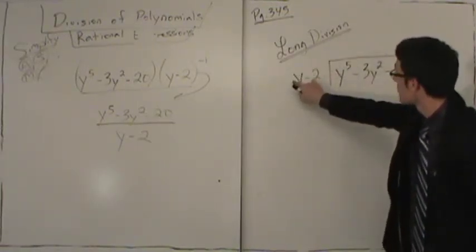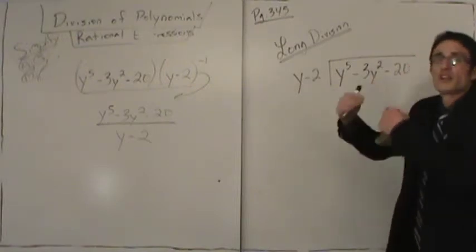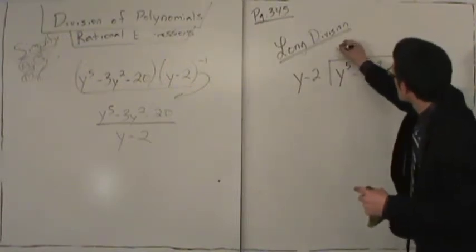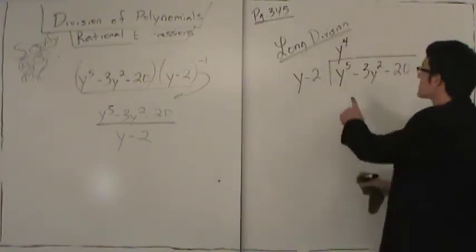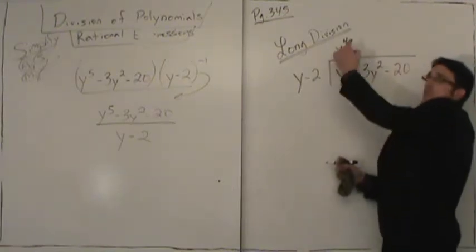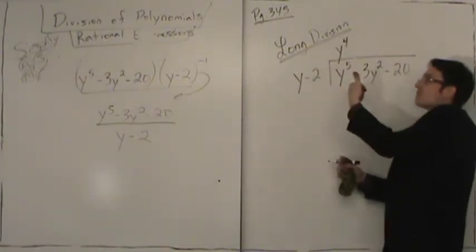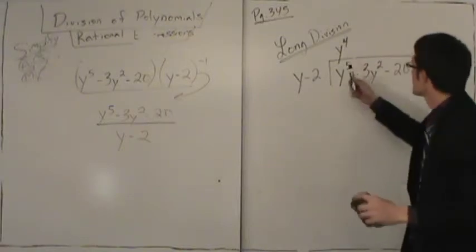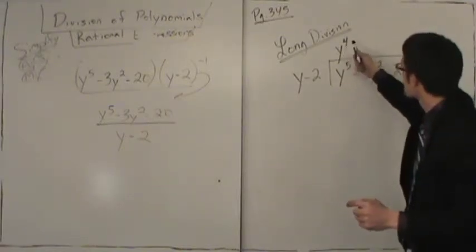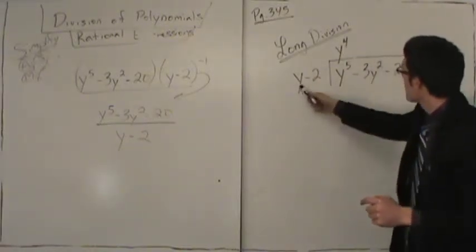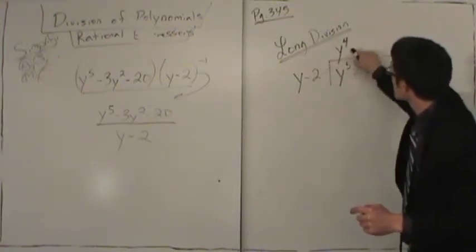So what multiplies by y to give y to the 5th? Just go 1 degree less. So we have what? Y to the 4th. Notice this is 5th degree, this is 4th degree. So if you always just go 1 degree less, that will be your answer for now. Okay, we're not going to get into more complicated examples at this point in the course. So what times y gives y to the 5th? 1 degree less is y to the 4th.